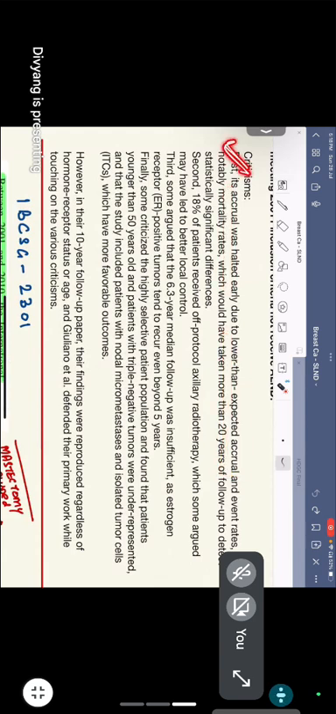The second was that 18% of patients received off protocol axillary RT, which some argued may have led to better local control. Third, the 6.5 year median overall survival was very short because ER positive tumors tend to recur even beyond 5 years. Actually, I don't know, usually we say after 10 years, or somewhere I read that. So even beyond 5 years they tend to recur. So the criticism was that 6.5 year follow-up was not adequate.